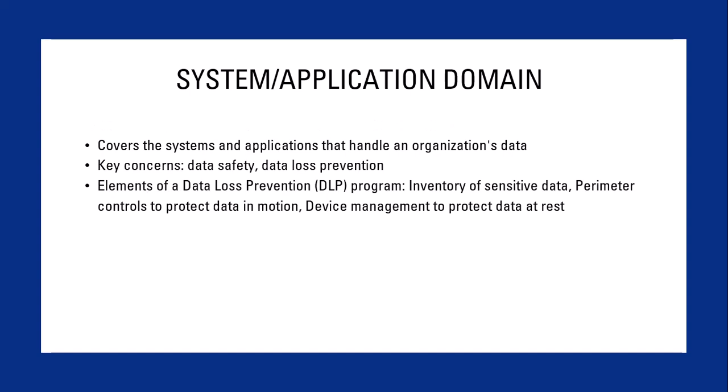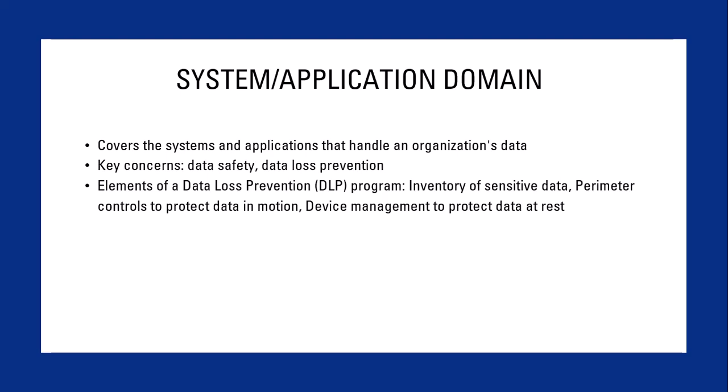The system application domain encompasses all the systems and software that an organization uses to collect, process, and store its data. This includes databases, file servers, enterprise applications, and cloud services. In this domain, an organization has two primary security concerns. Is the information safe from unauthorized access or tampering? And can we prevent confidential information from leaking outside the organization? To address these concerns, many organizations implement a data loss prevention program. A data loss prevention program is a strategy for making sure that end users do not send sensitive or critical information outside the corporate network. It involves a combination of policies, training, and technical controls.